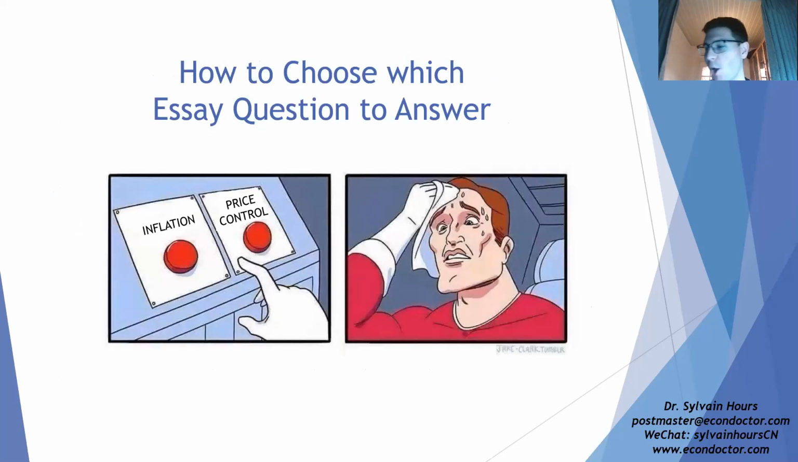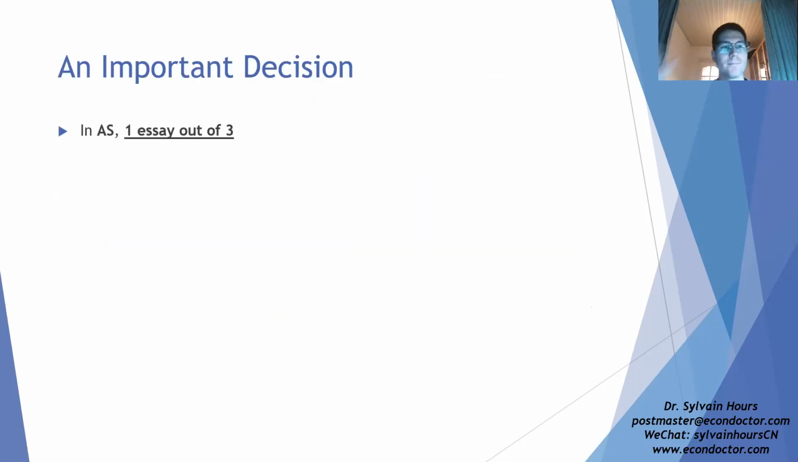And it's late already. Okay, last point: how to choose which essay question to answer. Look at this poor guy hesitating between an essay on inflation and an essay on price control. Basically in AS, students have to choose one essay out of three. And in A2, they have to choose two out of six. So especially for A2, there are multiple combinations possible. I haven't calculated how many possible combinations there are. If anyone is good at mathematics, you can calculate this value here.